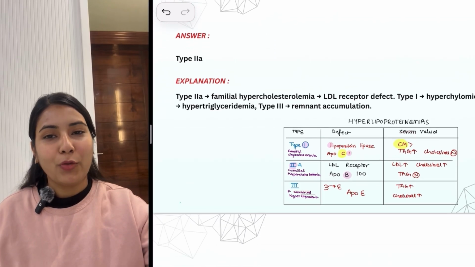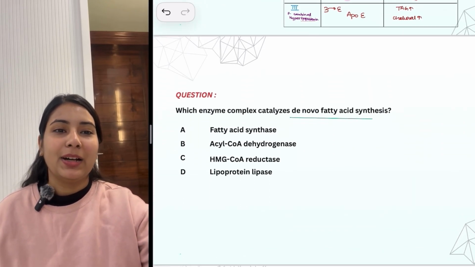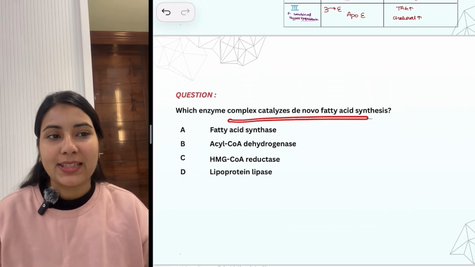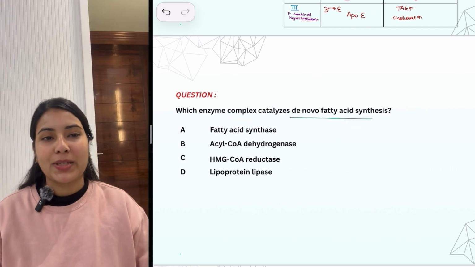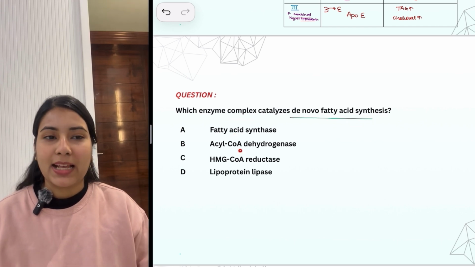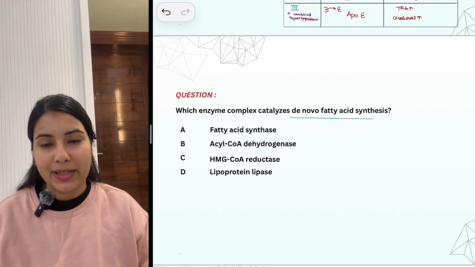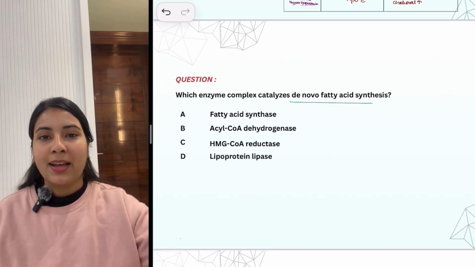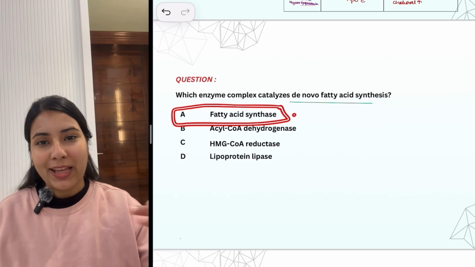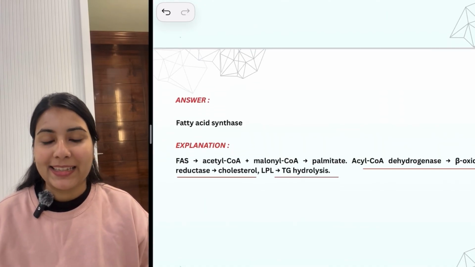Now moving on to the next question. Which enzyme complex catalyzes de novo fatty acid synthesis? Our options are fatty acid synthase, acyl coenzyme A dehydrogenase, HMG reductase and lipoprotein lipase. So the answer here is fatty acid synthase. Even if we have to take a guess, the answer is fatty acid synthase, right?